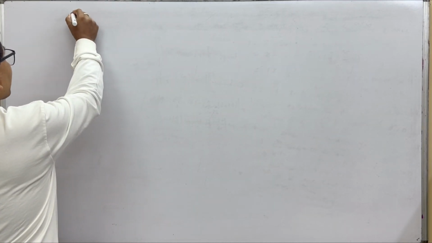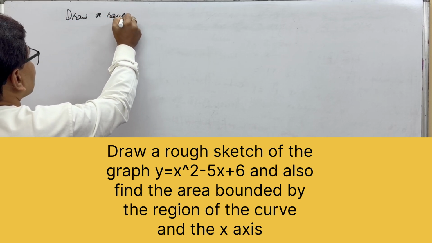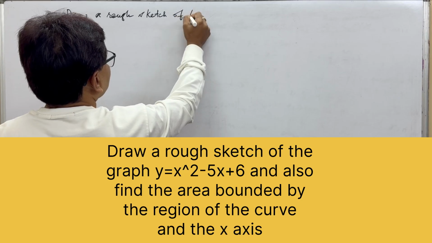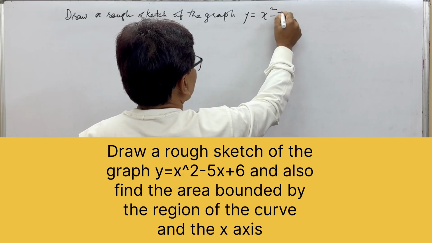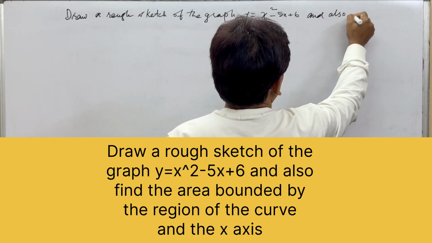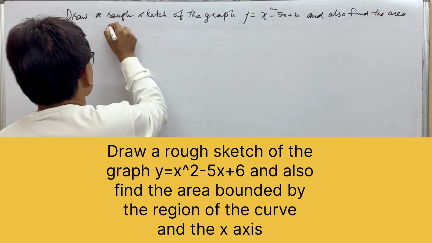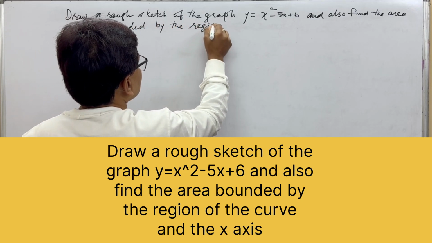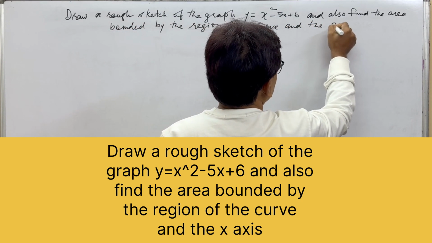See the question: draw a rough sketch of the graph y equals to x square minus 5x plus 6, and also find the area bounded by the region of the curve and the x-axis.